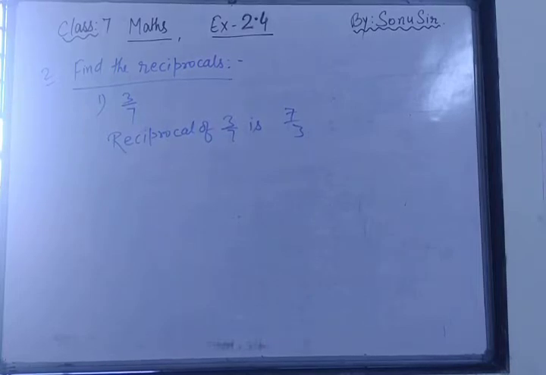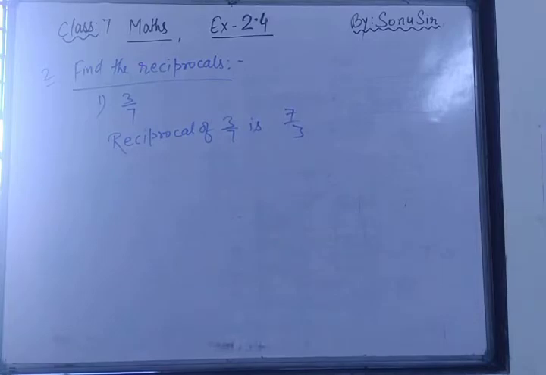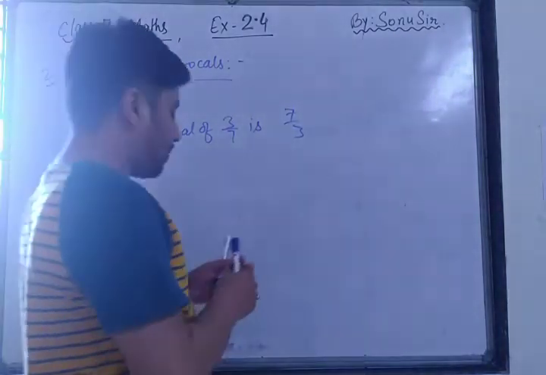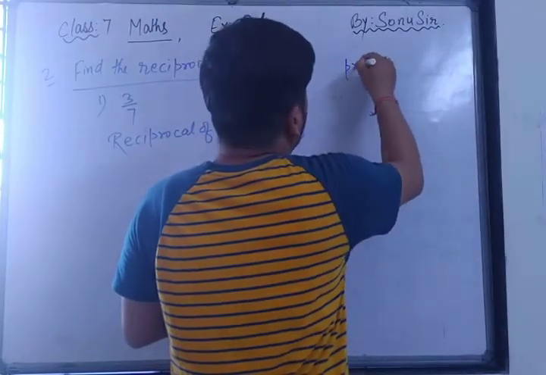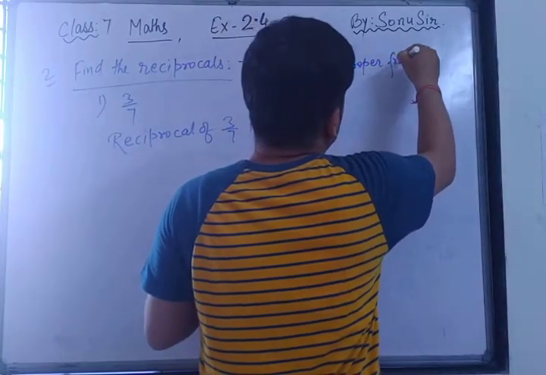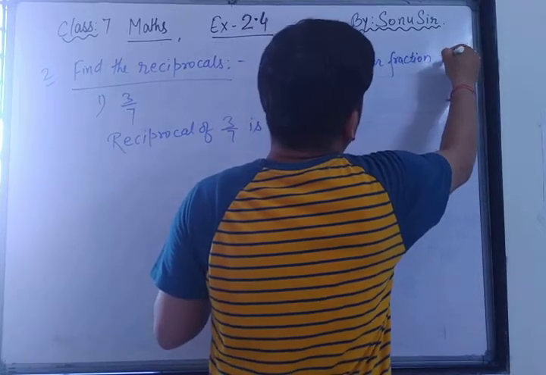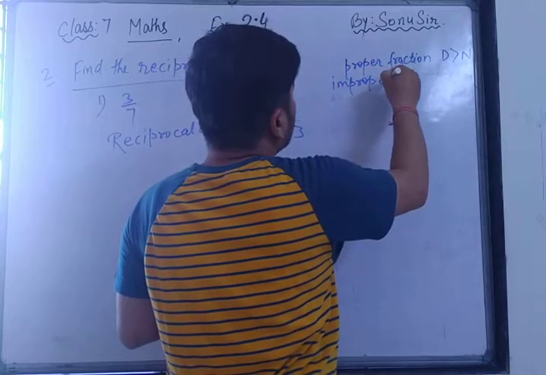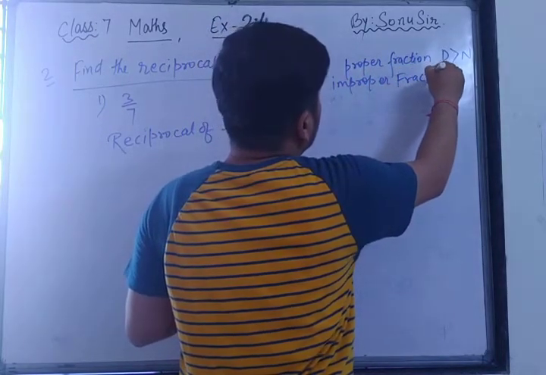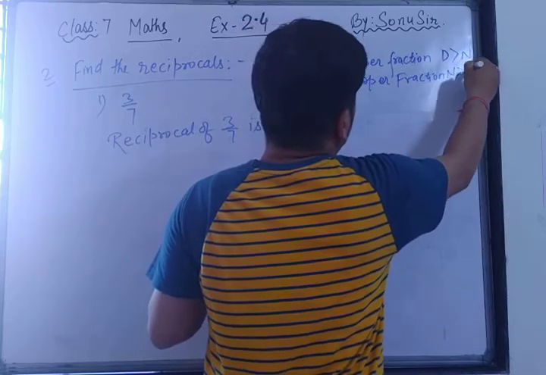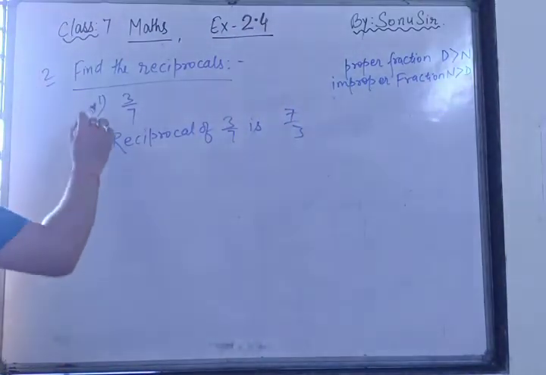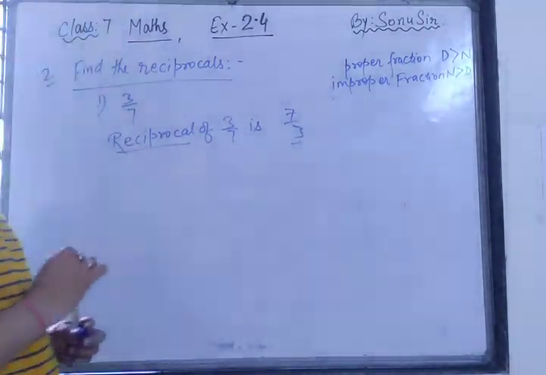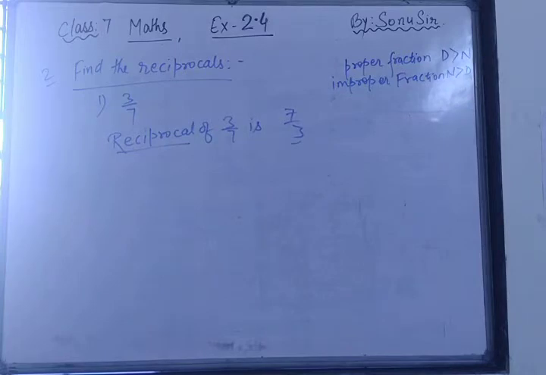Therefore, it is an improper fraction. Now you can see here it is an improper fraction. This is a proper fraction. What do you understand by proper fraction and improper fraction? In a proper fraction, denominator is greater than numerator, and in an improper fraction, numerator is greater than denominator. Got it? See here, this was a proper fraction. After getting the proper fraction, we have changed it to the reciprocal, it becomes an improper fraction. Got it?